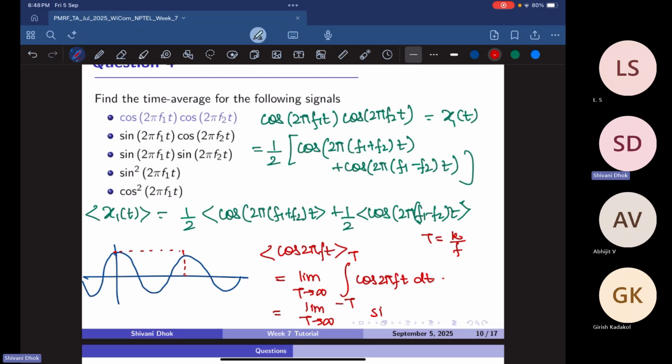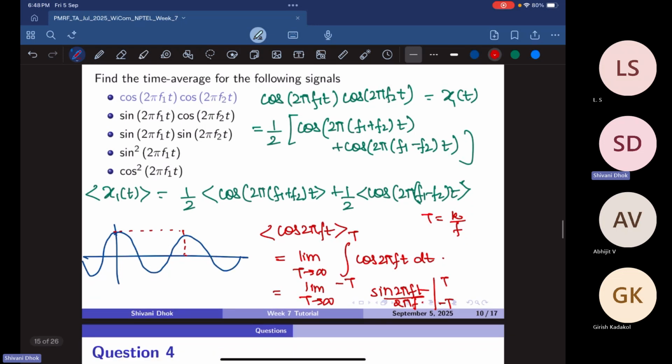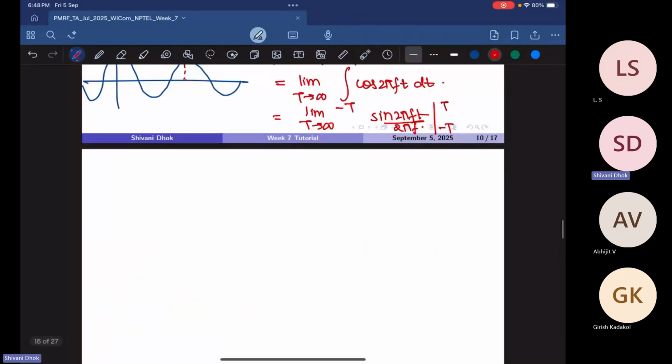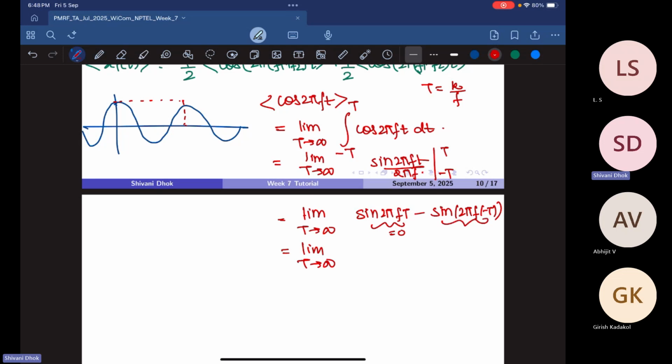So this is the limit as T tends to infinity, and then you will have sine 2 pi ft upon 2 pi f from minus T to T. You will get sine of 2 pi fT minus sine of 2 pi f of minus T. Now this T is k over f, which means that this thing comes out to be equal to 0, and this thing also comes out to be equal to 0. So this is 0.